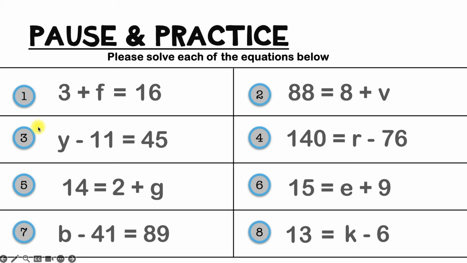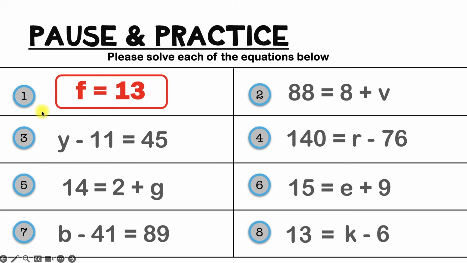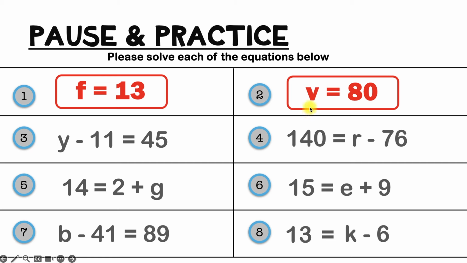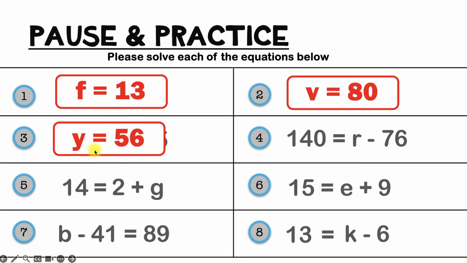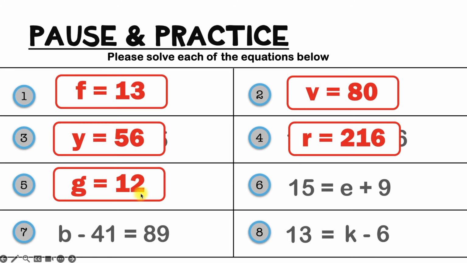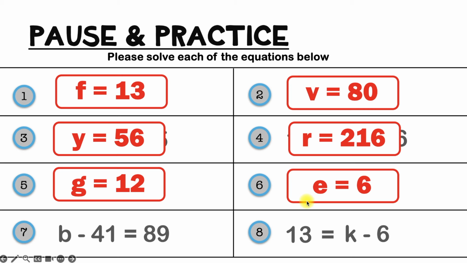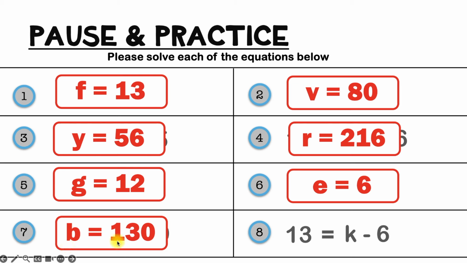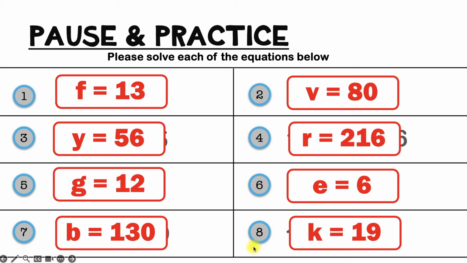So here are our answers. Number 1, the solution is f equals 13. Number 2, the solution is v equals 80. Number 3, the solution is y equals 56. Number 4, the solution is r equals 216. Number 5, the solution is g equals 12. Number 6, the solution is e equals 6. Number 7, the solution is b equals 130. And number 8, the solution is k equals 19.